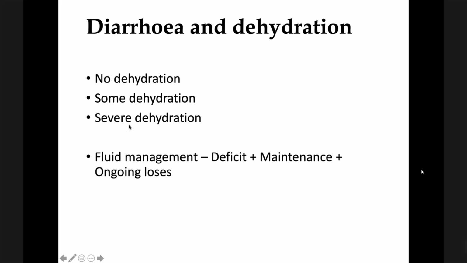I think now we are here for the final emergency scenario, diarrhea and dehydration. Hopefully, you have had at least somebody talking to you about management of dehydration, so you know the basic principles.